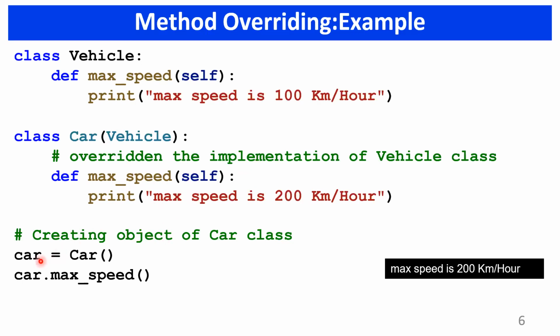When we create an object of the Car class, that means the child class, car equal to Car, and call car.max_speed, it is going to invoke the method of the child class because it is being overridden in the child class. So this is how the order of invocation of the method will be. If it is found in the child class, it invokes the method from the child class. If it is not found, that means the method is not overridden in the child class, in such a case, it invokes the method of the parent class.